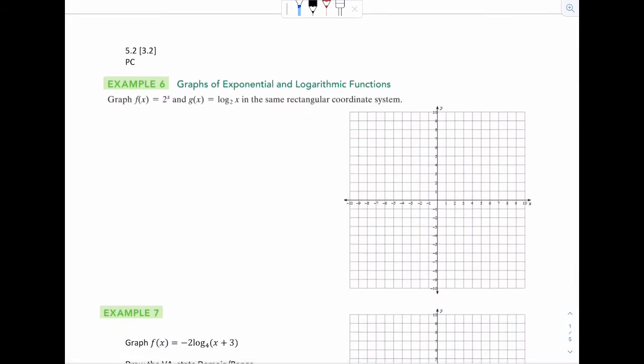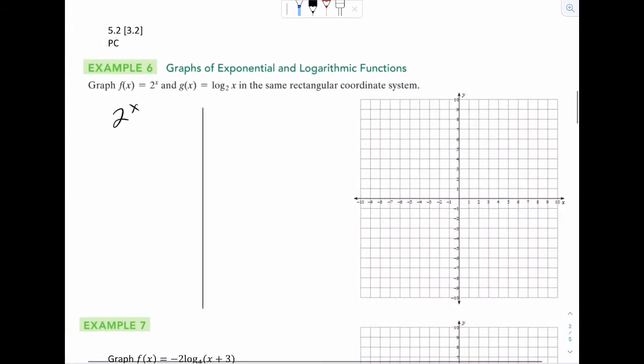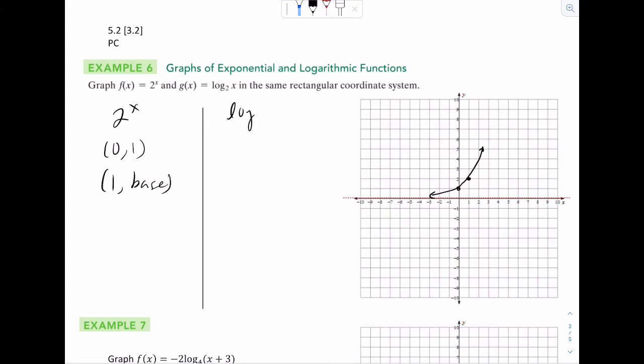Okay, let's go on. So now we're going to quickly review graphing. So recall 2 to the x. We did that earlier. Your points are 0, 1, and 1 comma base. So I'll sketch that right there. And I have my horizontal asymptote. So something like that.